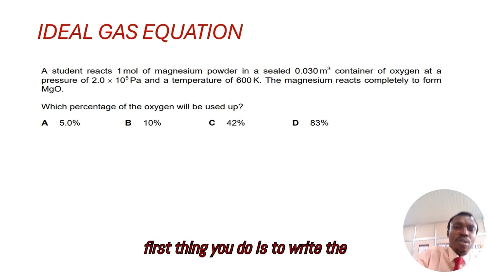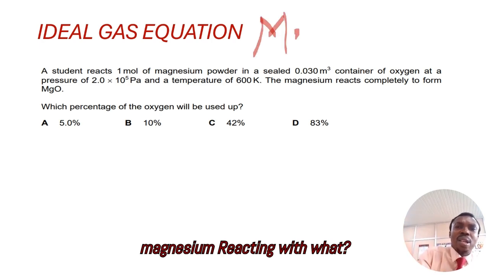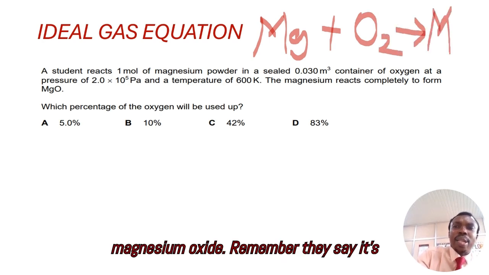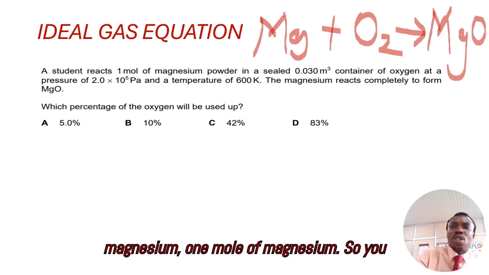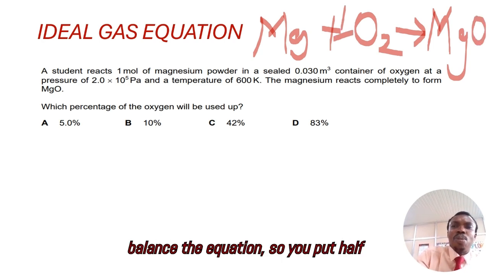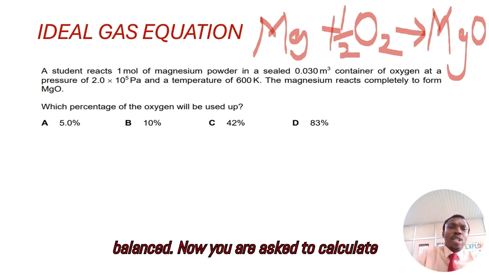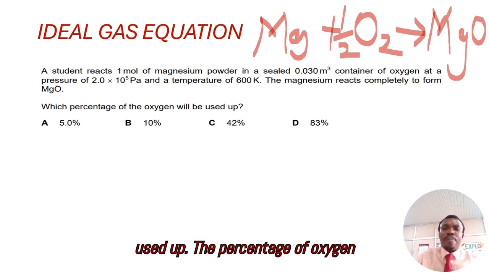Now the first thing you do is to write the equation for the reaction, which is magnesium reacting with oxygen to give you magnesium oxide. Remember, they say it's 1 mole of magnesium. So you balance the equation. So you put half oxygen here. Now the equation is balanced. Now you are asked to calculate the percentage of oxygen that will be used up.